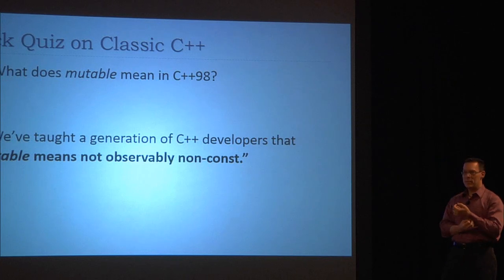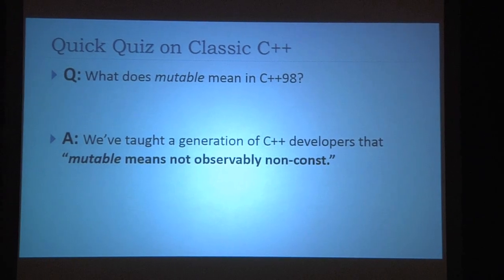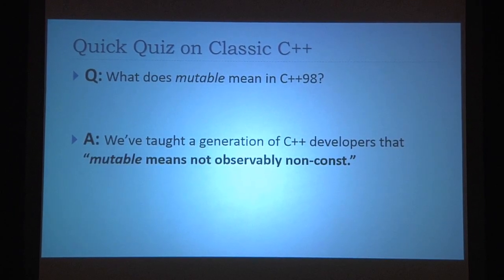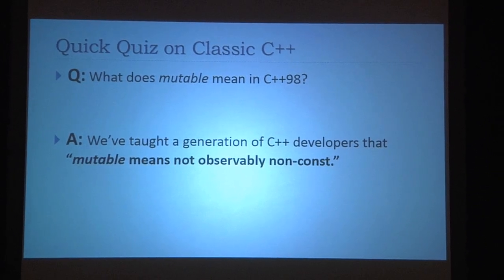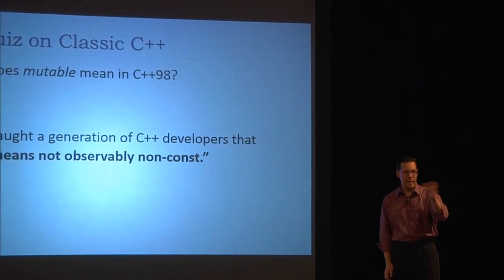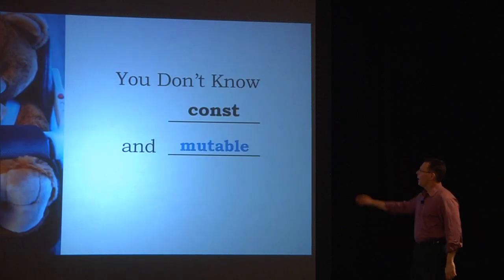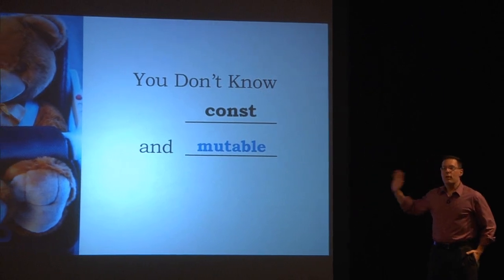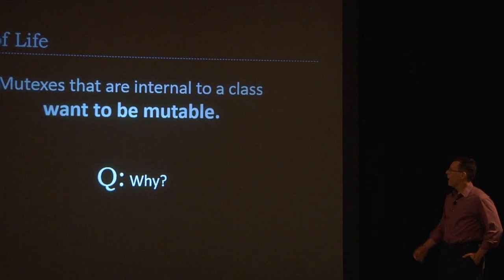We've taught a generation of C++ developers that mutable means logically const, which is exactly the same words we used for const. Or not observably non-const. If you can squint and avoid seeing the double negative there, that's really what we were saying. Don't worry about it. You can't tell, because it doesn't participate in any side effects that are visible to the users of a type. If you know that about mutable, you don't know mutable, because it no longer means that in C++11.